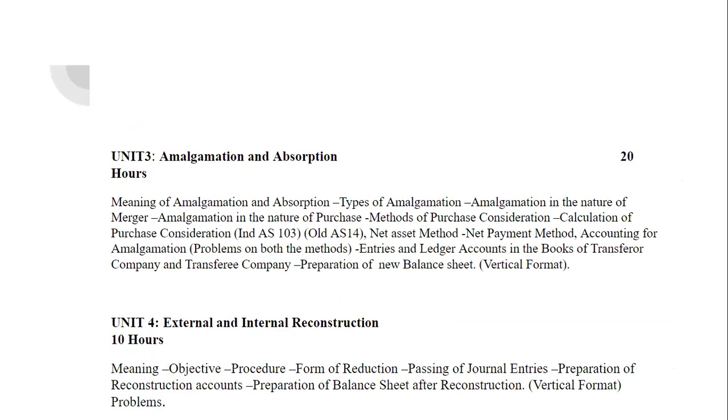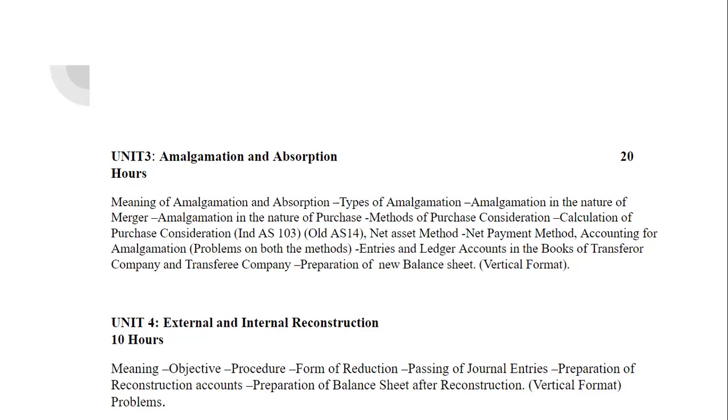Units 3, 4, and 5 are more practical. So in Unit 3, we'll be studying about amalgamation and absorption. Of course, we'll be starting with the meaning of amalgamation and absorption, as I presume this to be a new concept. Types of amalgamations, what are the methods of calculating your purchase consideration, accounting for amalgamations, ledger accounts in the books of both your transferor and transferee, then preparation of the new balance sheet. Balance sheet, of course, we'll be following the revised format of vertical balance sheet.